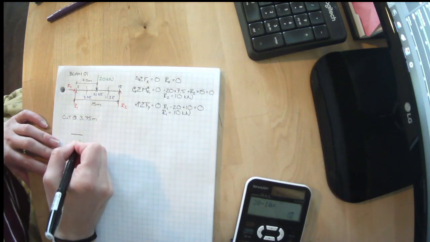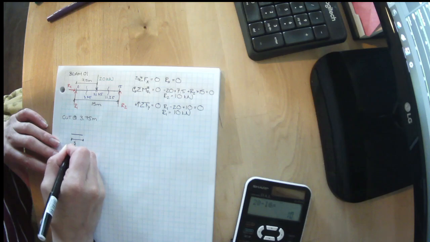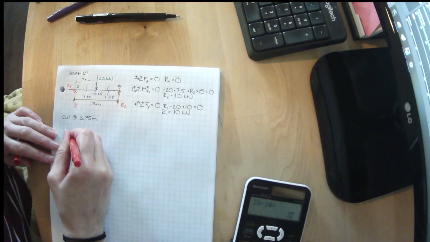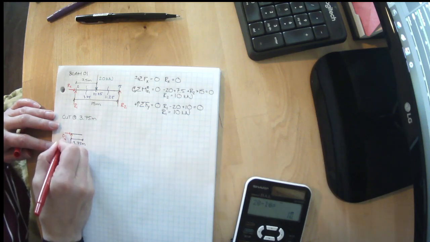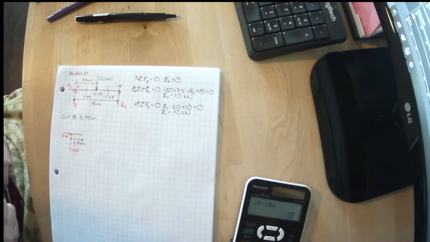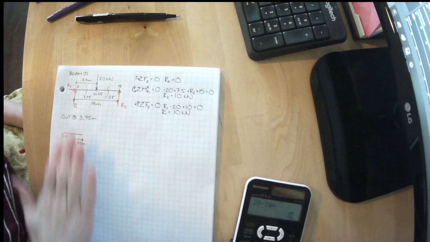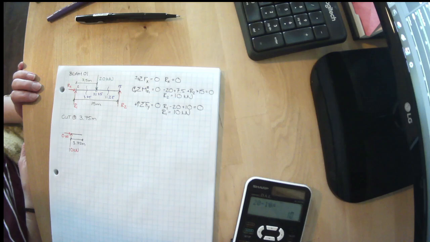So I'm cutting it right there at 3.75 meters. And we know that there is a 10 kilonewton reaction right here and 0 kilonewtons right here. Well, this doesn't look stable, does it? This looks like it wants to fly off into space. So there must be something internal keeping this from moving.